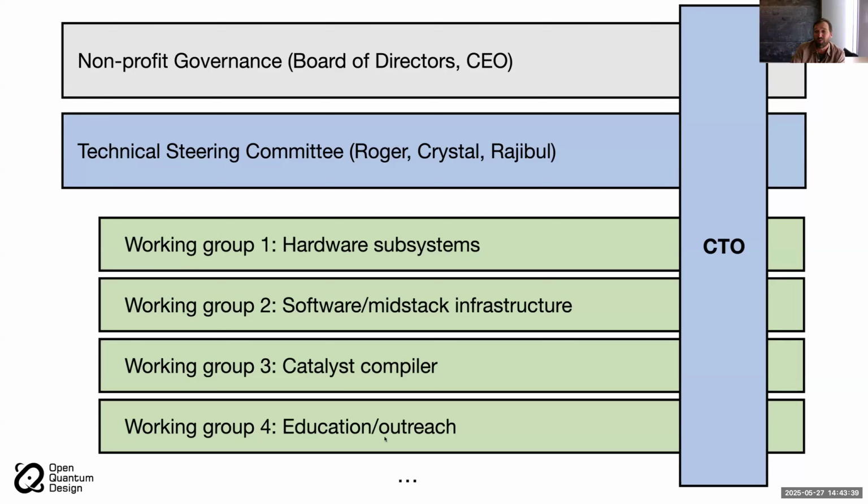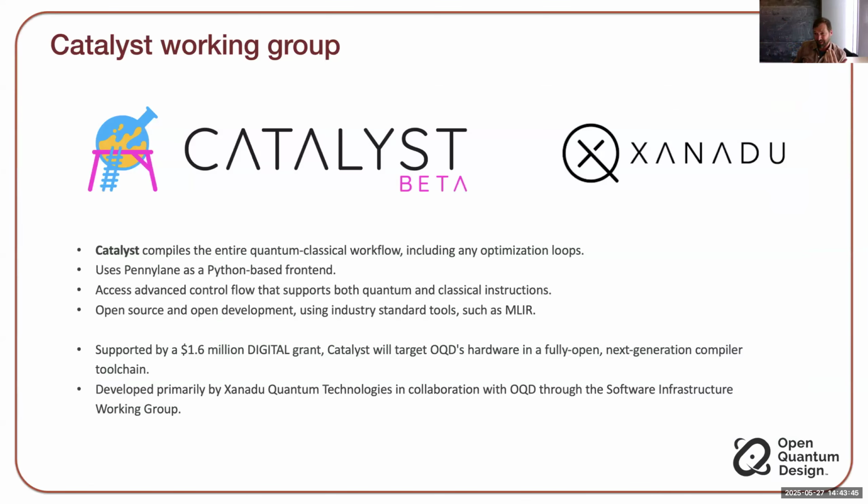We have an education outreach working group. We have a Catalyst compiler working group. So we have a specific working group tied to the Xanadu membership. Because as you know, Xanadu, who's a huge open source advocate with PennyLane, are developing a new just-in-time compiler, they call it, but it's a compilation stack, which they are plugging into our stack, let me put it that way, through this working group. So this is an interesting model.